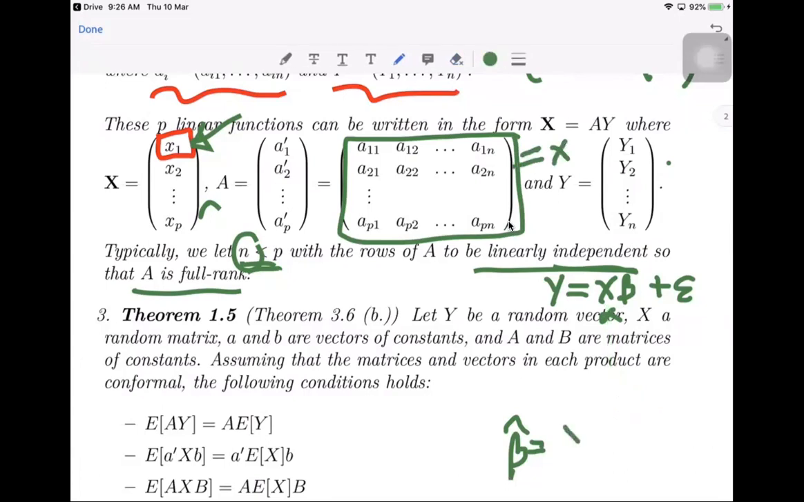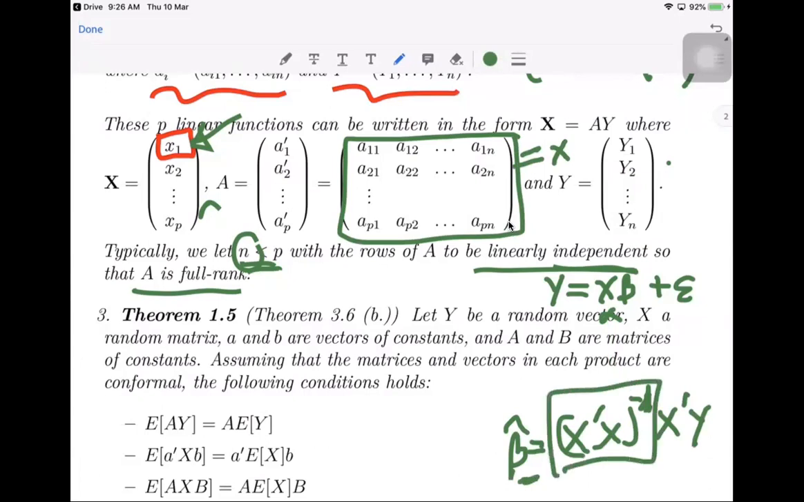You will see that this is equivalent to x prime x inverse x prime y to compute your beta hat. So it is dependent on this. So we need our design matrix X to be full rank, so that X prime X will be invertible and X prime X inverse exists.